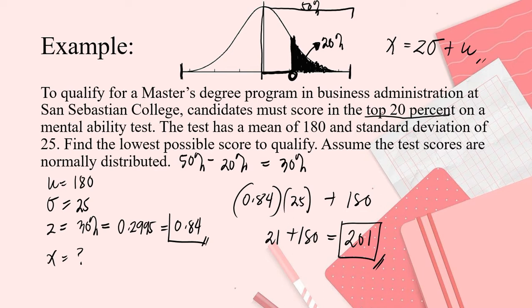So, meaning, para makapasok ka dun sa top 20% ng mental ability test, dapat makakuha ka ng pinakamababang score na 201. So, kapag nag-200, ibig sabihin, hindi ka nakasama sa top 20%. Dapat 201 pataas lang. Okay? Yan. Next.